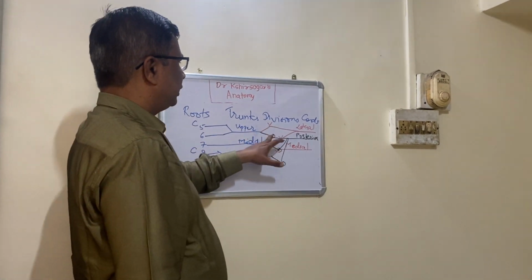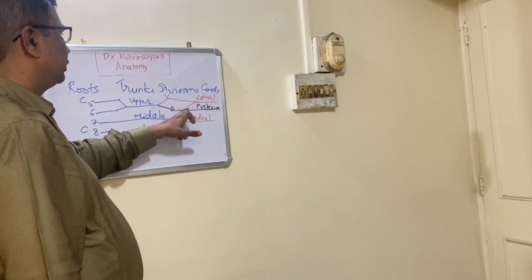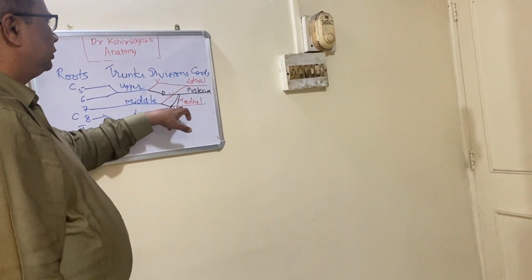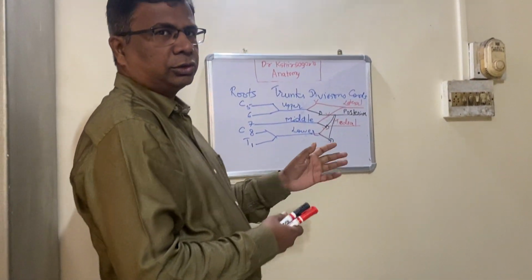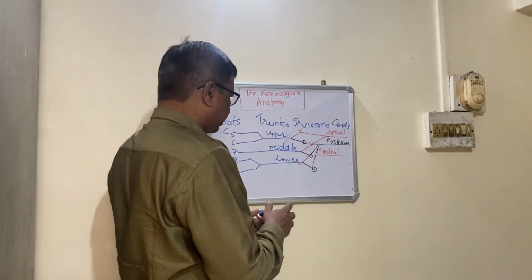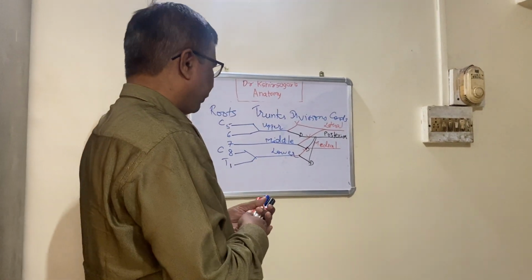Each trunk will have ventral division and dorsal division. Ventral divisions of upper and middle trunk will form lateral chord. The ventral division of the lower trunk will form medial chord, and all dorsal divisions will unite to form posterior chord. So this is formation of brachial plexus. I hope you have understood this.